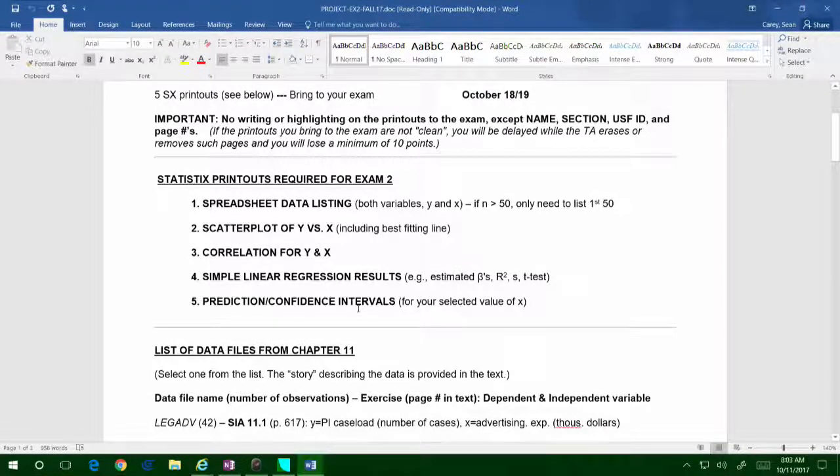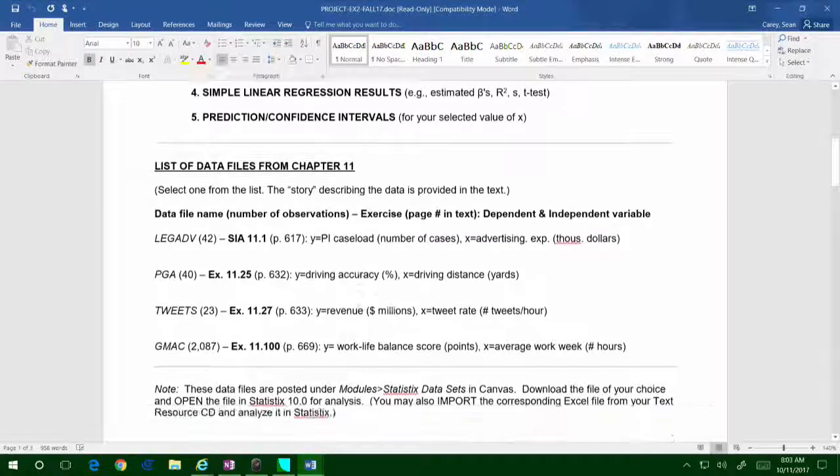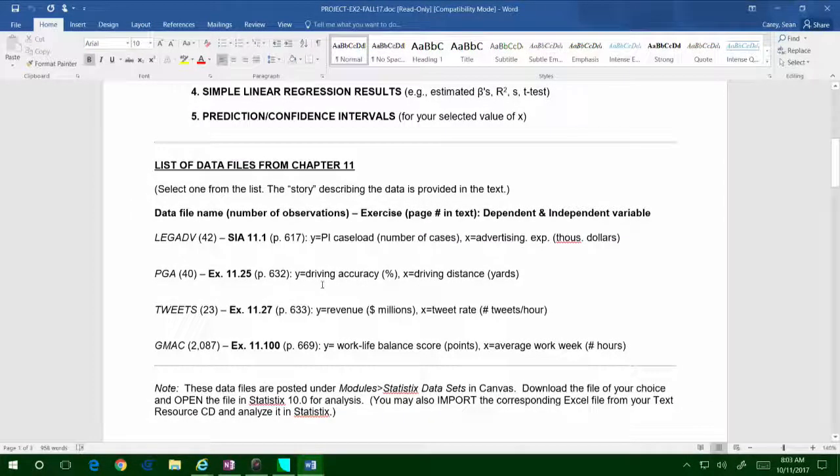And you're going to generate these 5 printouts based on selecting one of these 4 data sets. Okay, any one you want, it's okay with me. Legal advertising is on page 617, PGA data set on 632. There's a tweeting data set on page 633, and a GMAC data set on page 669.